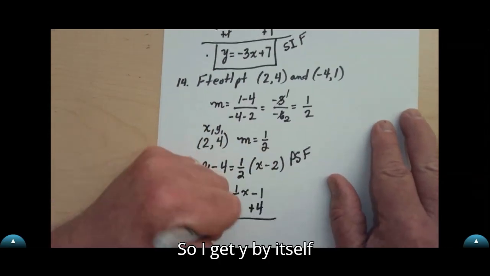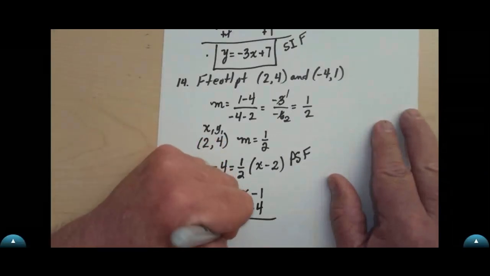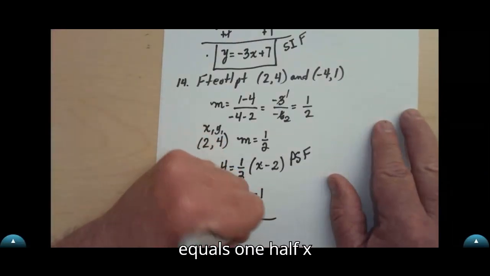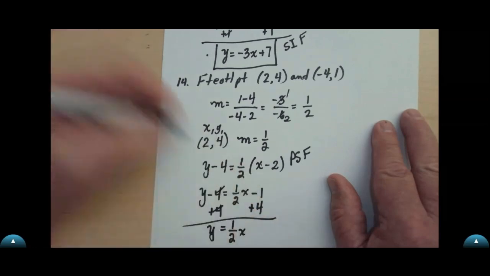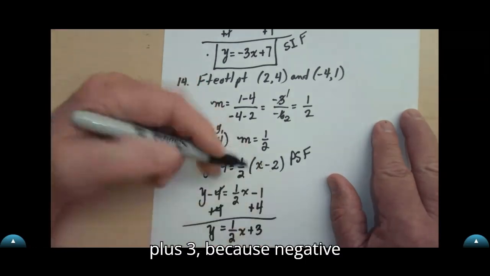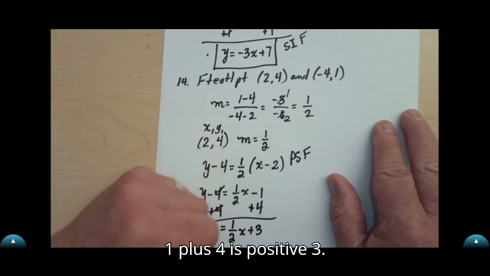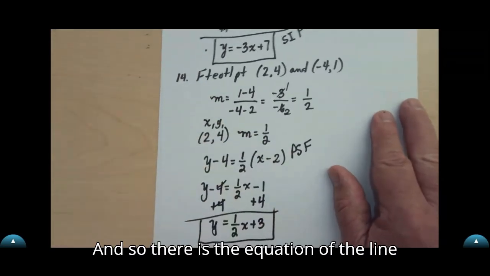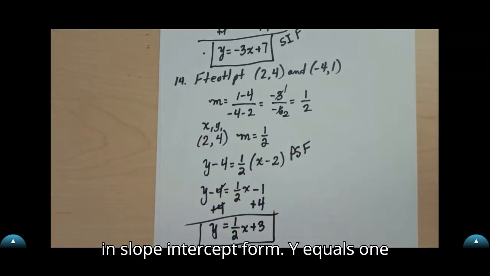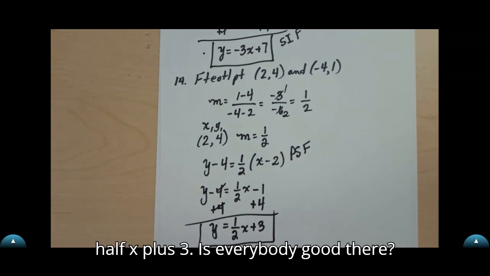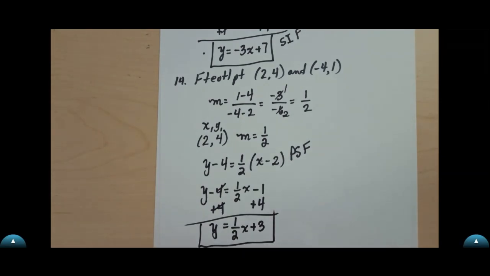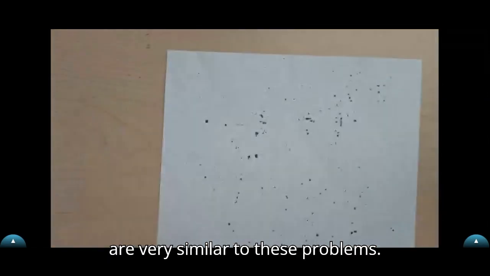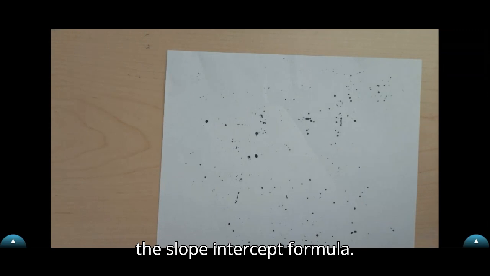So I get y by itself equals 1/2 x plus 3. Because -1 plus 4 is +3. And so there is the equation of the line in slope-intercept form. y equals 1/2 x plus 3. Is everybody good there? Again, the problems like this on the test are very similar to these problems. What's the slope formula? The slope-intercept formula? Yeah.